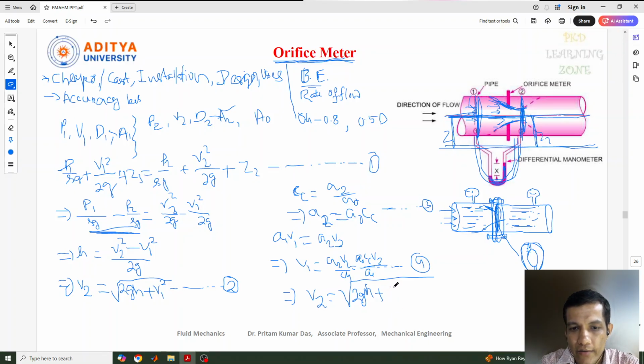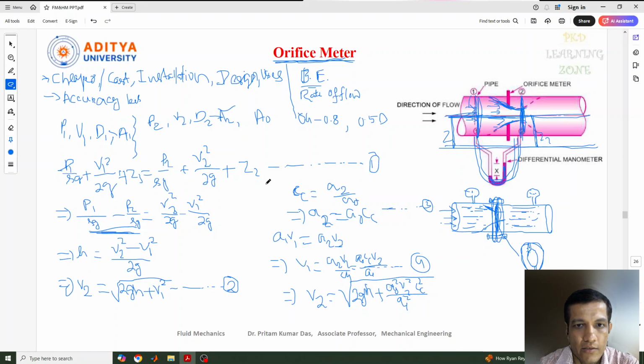So here we can write v1 square, that is nothing but a naught square, and this is v2 square, and this is Cc square divided by a1 square. Okay, so this is v2, in terms of v2 we can write this one. Now again, what we need to do, we need to solve this equation, and we need to find a simple term from the equation in terms of v2.